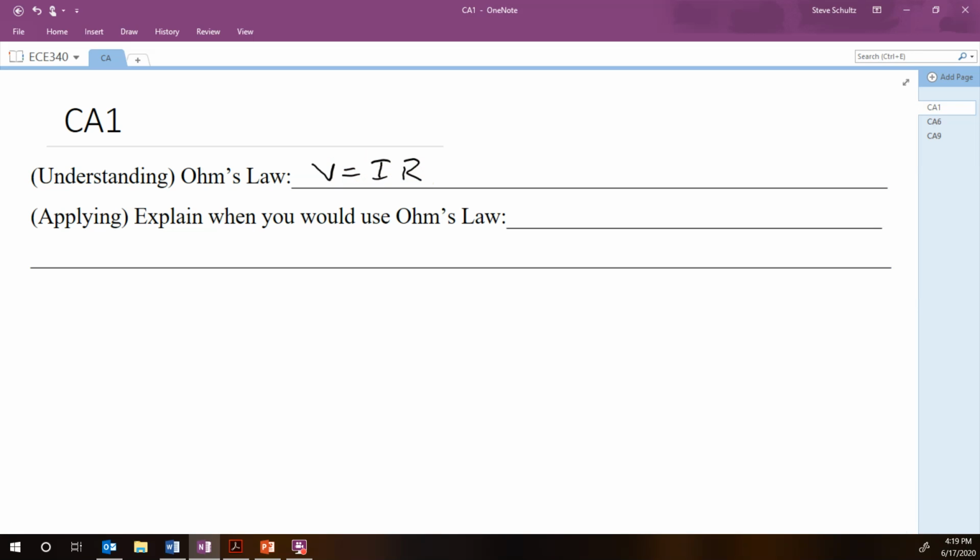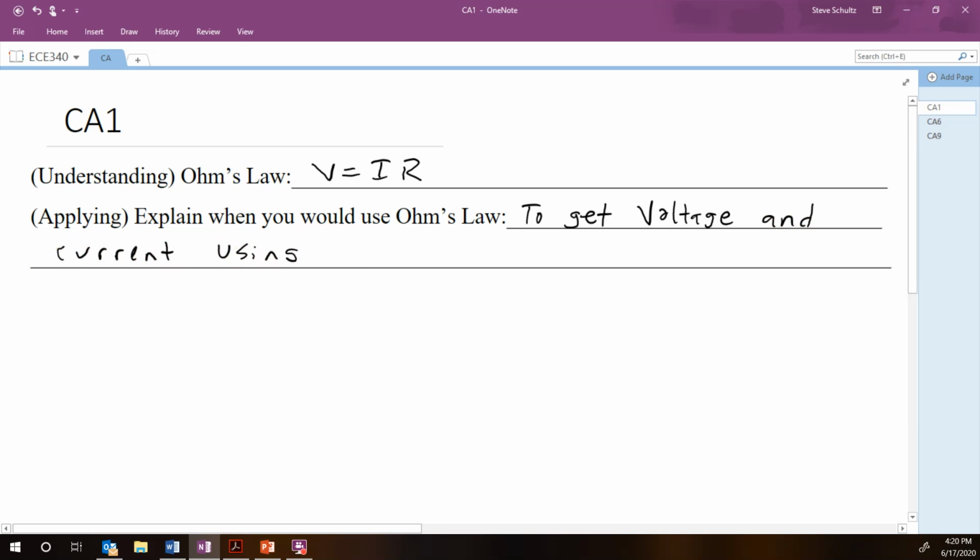So I remember, if someone says, what is Ohm's law? You say V equals IR. Then you're into understanding and applying. Well, what does Ohm's law mean? How do you use it? When would you use Ohm's law? We say, to get voltage and current using resistance. Great, so now we understand, we applied Ohm's law.